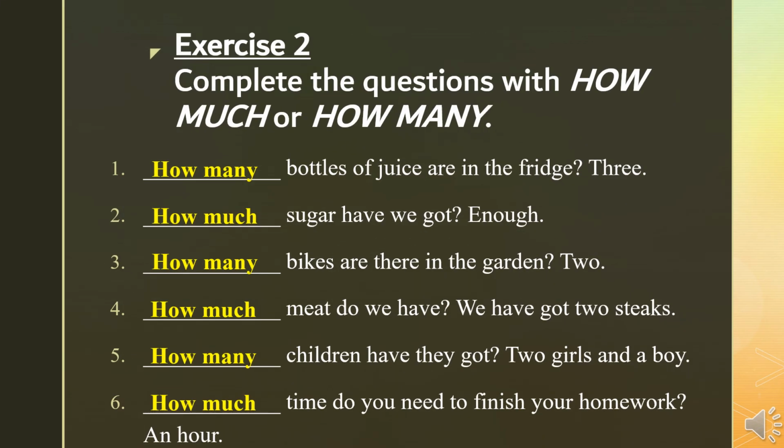This is exercise 2. Complete the questions with how much or how many. For question 1, bottles of juice is countable, so we use how many. How many bottles of juice are in the fridge? 3. For question 2, sugar. Sugar is uncountable, so we use how much. How much sugar have we got? Enough.